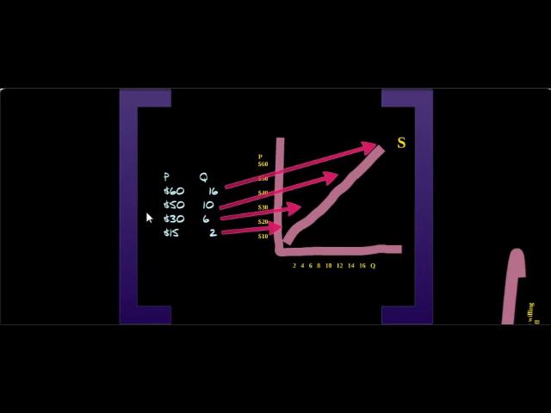Now, the pattern that you're seeing is that as price is increasing, the quantity supplied is increasing as well. Just like a demand line, we can take these prices and quantities and transfer them to points on a graph. And this is going to create our supply line.